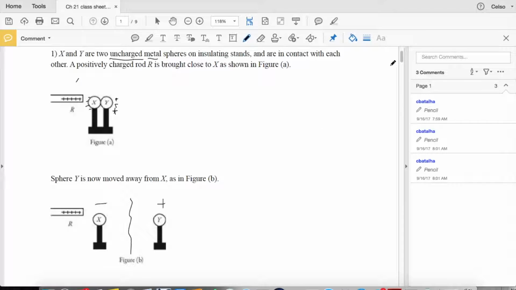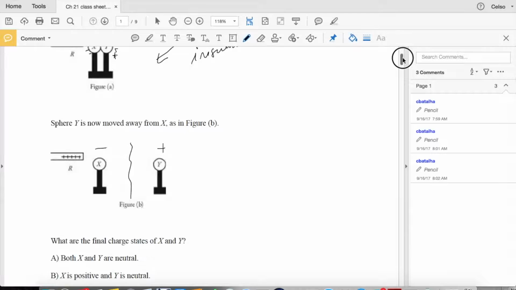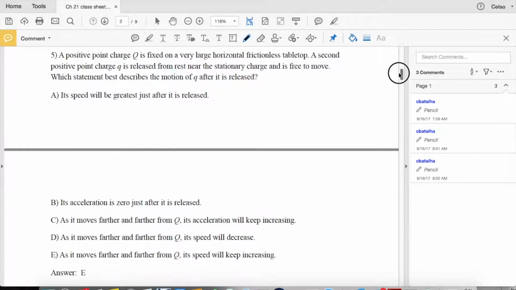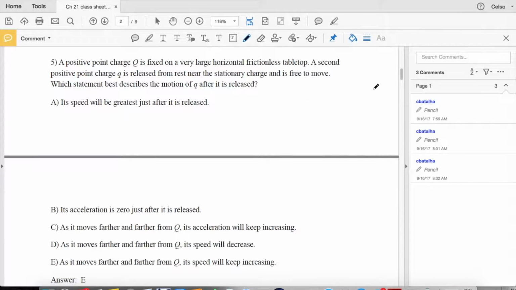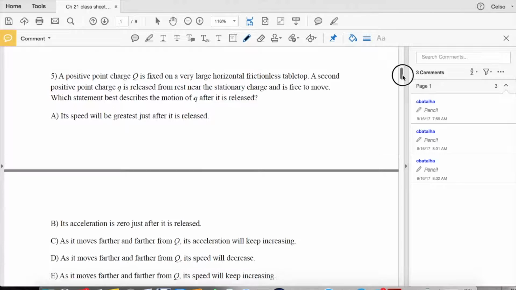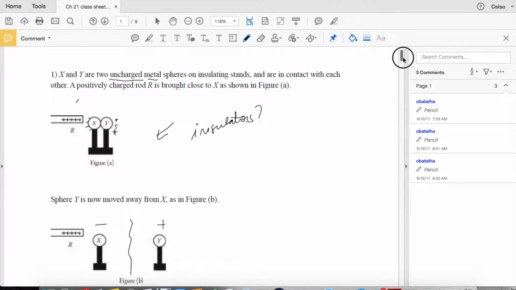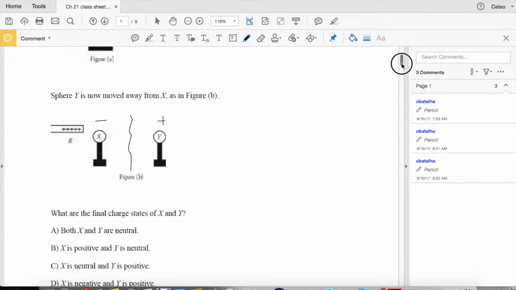Okay. Now I could ask the same question. What if you had insulators? What would happen? Well, if you don't have a good answer here for insulators, you can go to the lab and play.